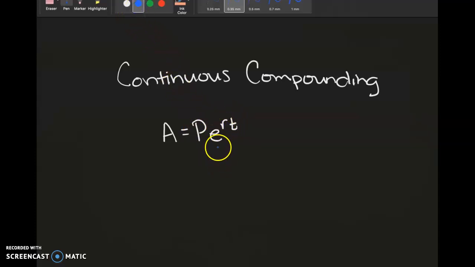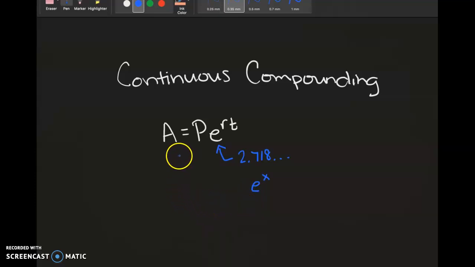E is actually a button that you have on your calculator. E is a specific number. It's always about 2.718, and so on. It keeps going forever. And your calculator, probably in a different color, in green or blue or something like that, has something that looks like e to the power of x. You're probably going to have to press the button that says second on it, and then the button that has the e to the power of x right above it.